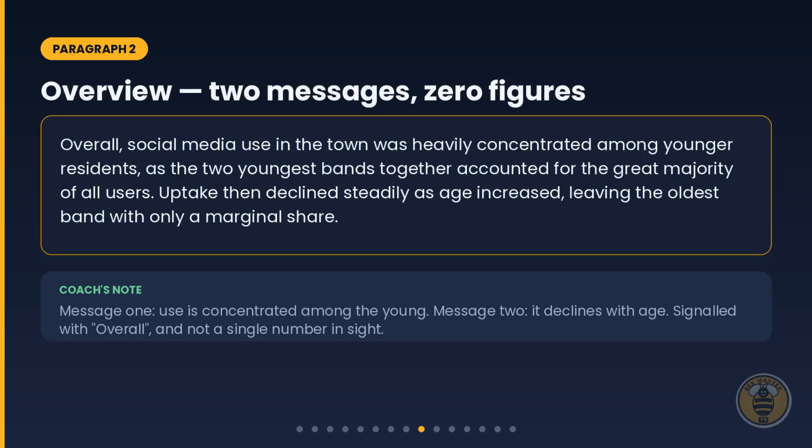Paragraph 2, the overview. Overall, social media use in the town was heavily concentrated among younger residents, as the 2 youngest bands together accounted for the great majority of all users. Uptake then declined steadily as age increased, leaving the oldest band with only a marginal share. 2 sentences, 2 messages, and not 1 figure.